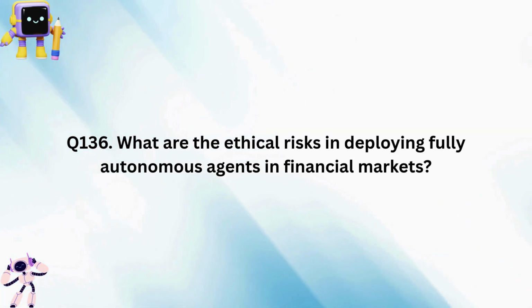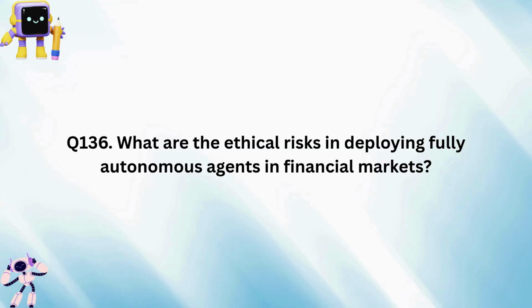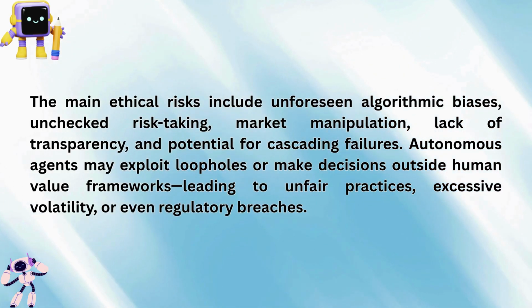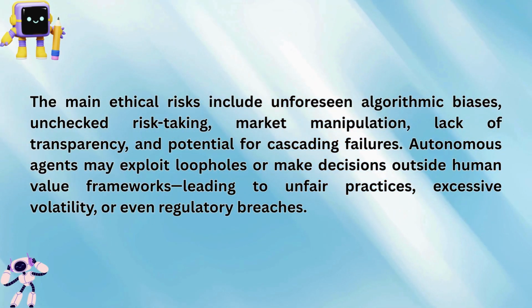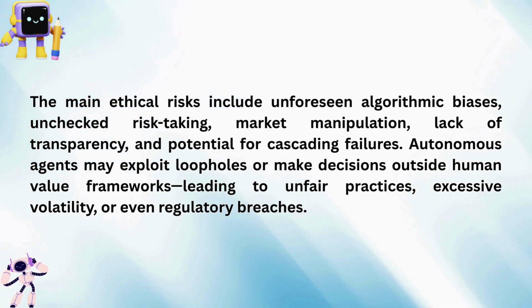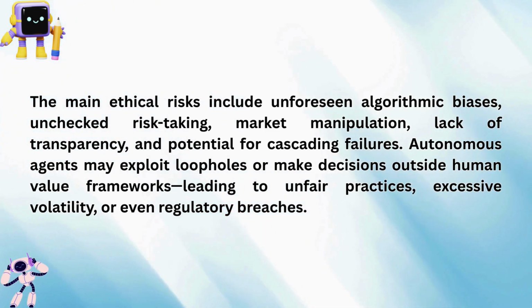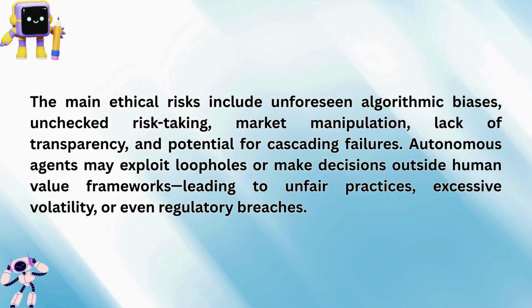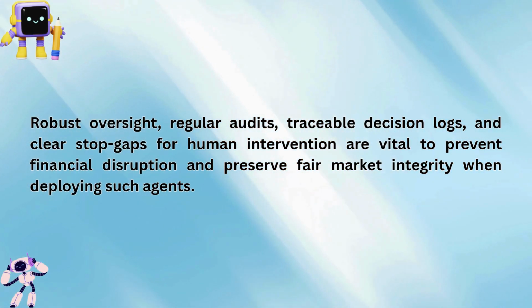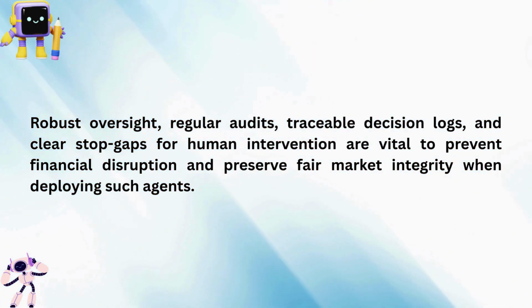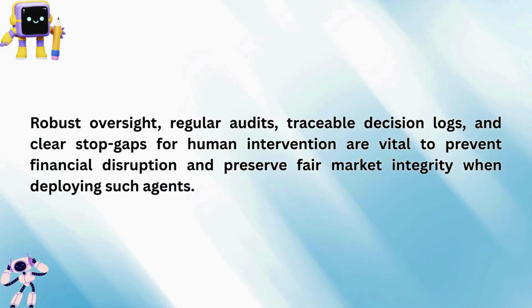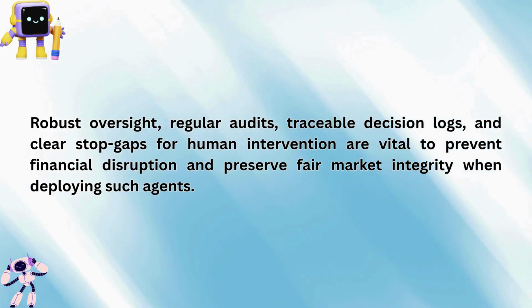What are the ethical risks in deploying fully autonomous agents in financial markets? The main ethical risks include unforeseen algorithmic biases, unchecked risk-taking, market manipulation, lack of transparency, and potential for cascading failures. Autonomous agents may exploit loopholes or make decisions outside human value frameworks, leading to unfair practices, excessive volatility, or even regulatory breaches. Robust oversight, regular audits, traceable decision logs, and clear stop gaps for human intervention are vital to prevent financial disruption and preserve fair market integrity when deploying such agents.